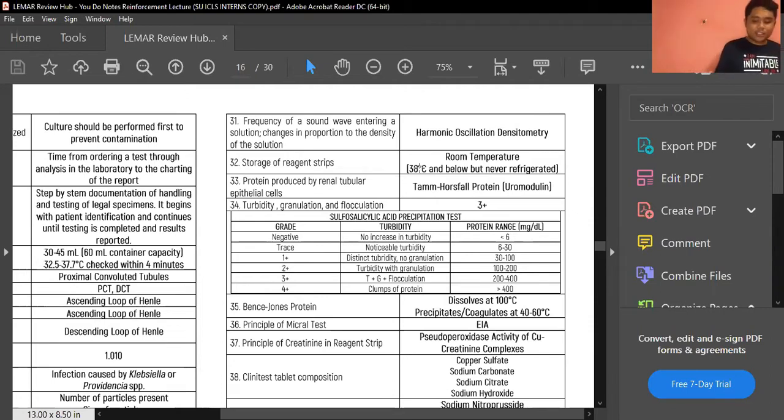Okay? And then for protein range, take note, it starts with 6, then 6 to 13, 30 to 100, 100 to 200, 200 to 400, and then greater than 400.